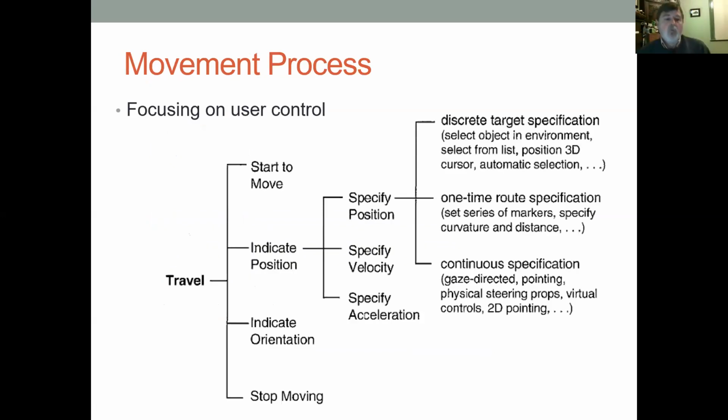Once again, the process for this is you have a lot of things that you have to do, and you have a lot of choices. You have to start the move, indicate where you're going to go, indicate the orientation that you're going to take, and then stop moving. It's nice in VR with tracked areas because you just physically move around like you normally do. But if you want to do something more complicated, you have to specify a position, a velocity and an acceleration, i.e., if you start moving quite quickly, it can be quite disorienting.